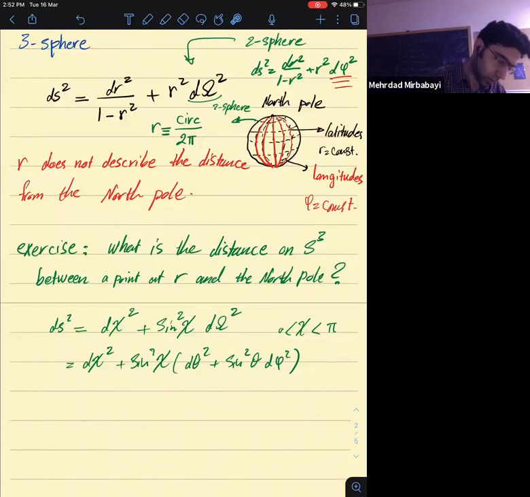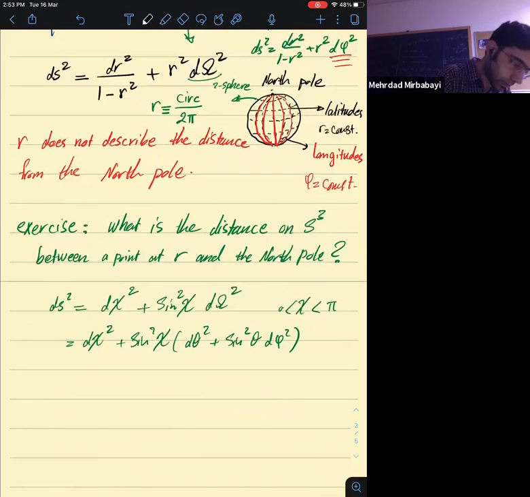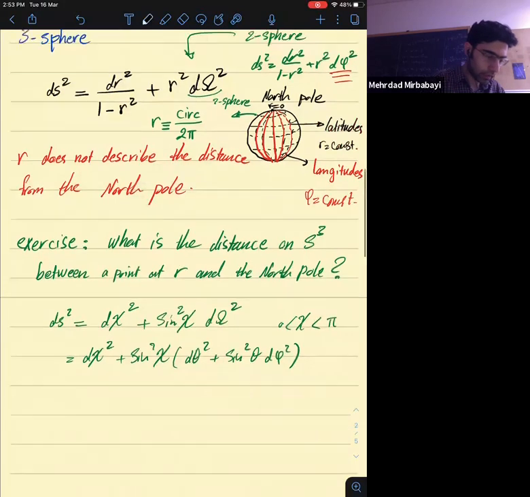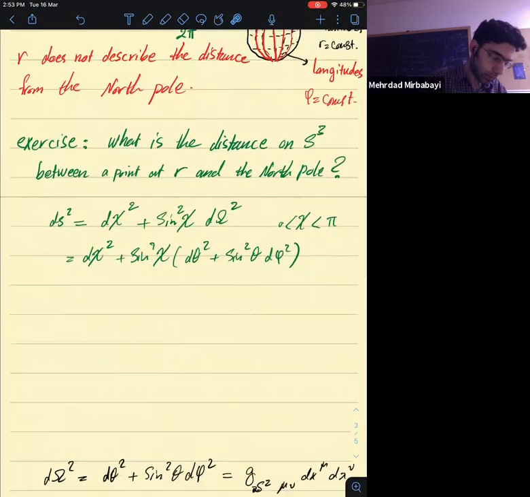So at the North Pole we have R equals to 0. That's the point when the size of this latitude shrinks to 0, right? Now here, if I want the size of these latitudes to shrink to 0, I want this sine square to be 0, which happens when chi is equal to 0 or chi is equal to pi. So indeed, chi equal to 0 is the North Pole and chi equal to pi is the South Pole. At both of them, the area of this latitude shrinks to 0.